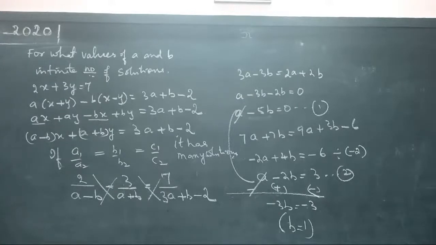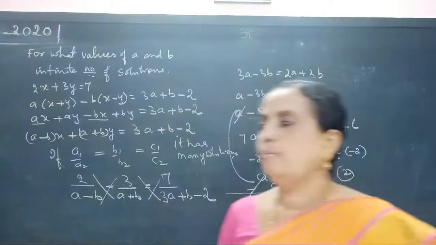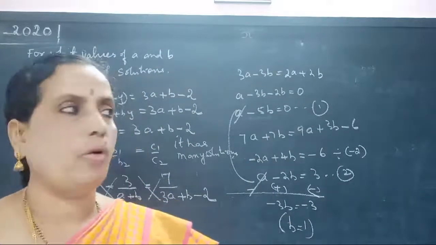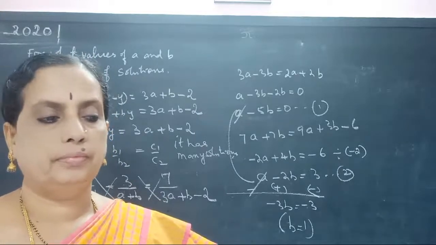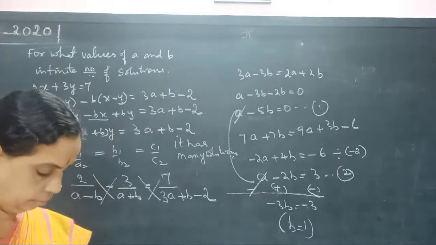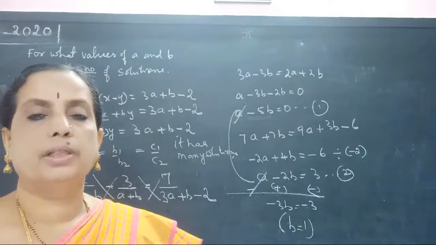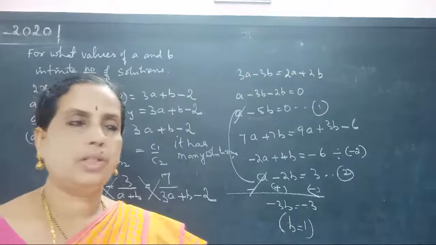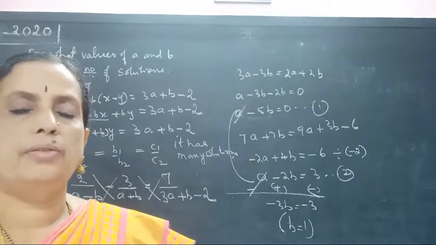Yes, what are the values of A and B? B is equal to 1, therefore A equals 5. B is equal to 1, A is equal to 5 are the solutions of this equation. Clear? Yes, Akshat, you are right. Sarva Mangala, your answer is right.